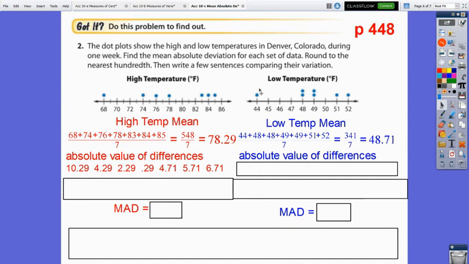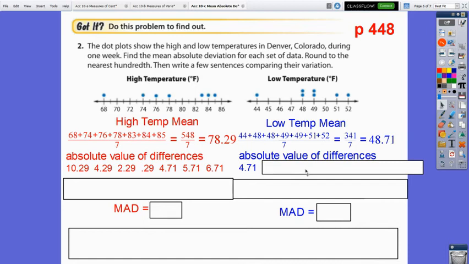Do the same thing on the low temperature side. 4.71 below, 0.71 and 0.71 for the 40s. Then they're 0.29 higher, then 2.29 higher, and 3.29 higher. So these are all your differences between the data point and the mean.